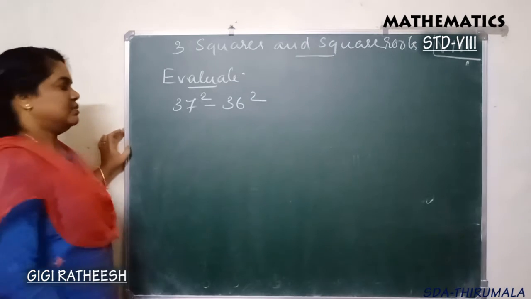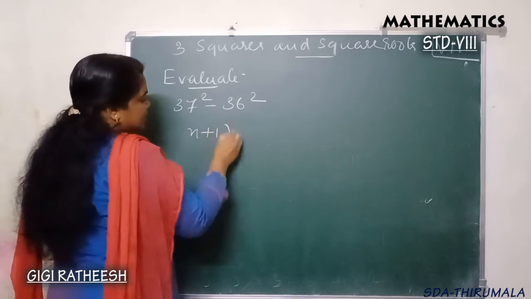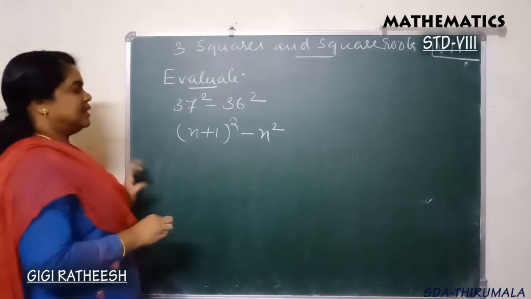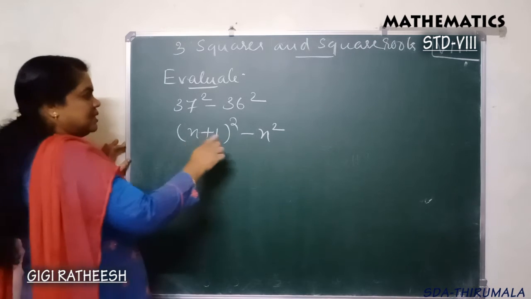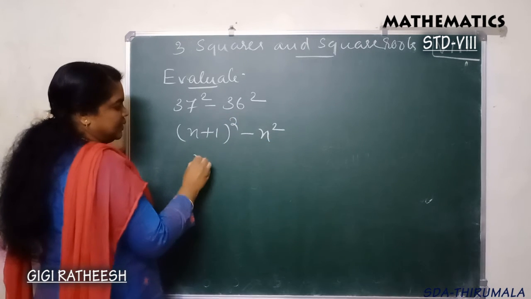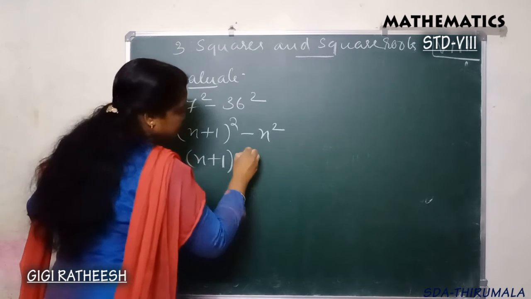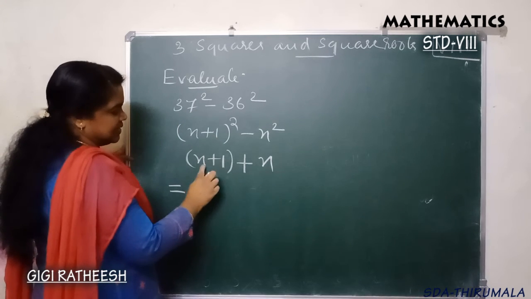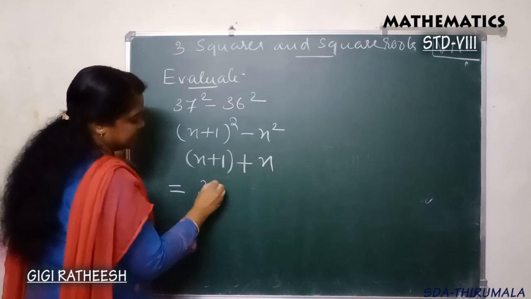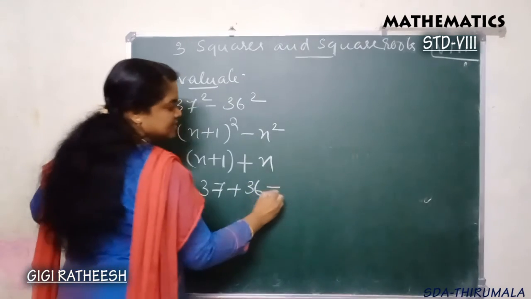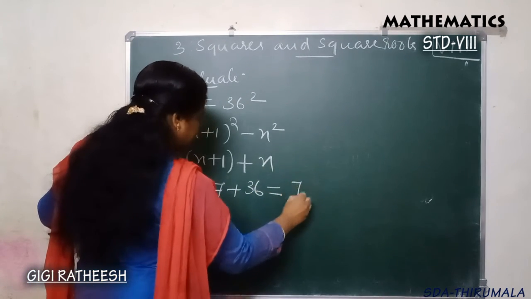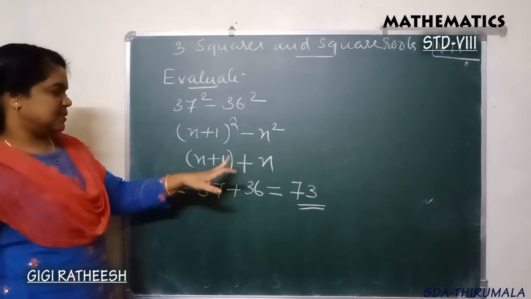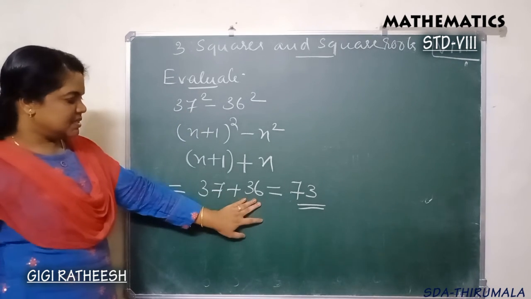As per the property, the form is (n plus 1) the whole square minus n square is equal to (n plus 1) plus n. Here n is equal to 36, so n plus 1 is 37. That is 37 plus 36, which is equal to 73. So 37 square minus 36 square is equal to 73.